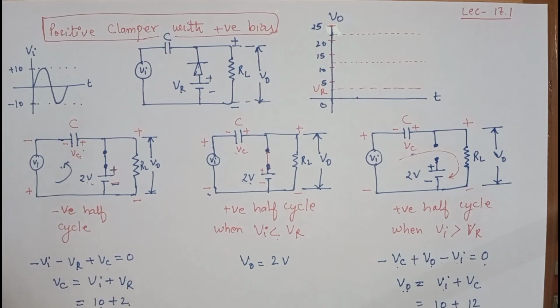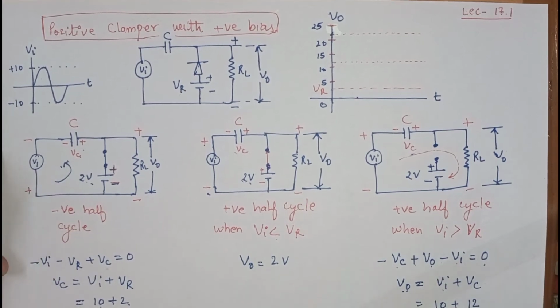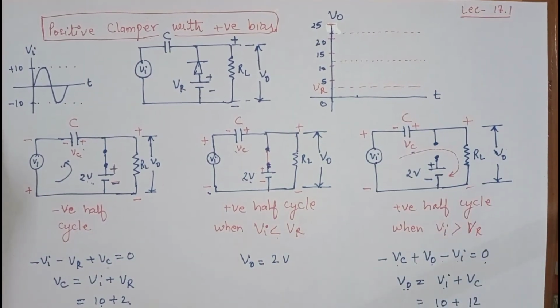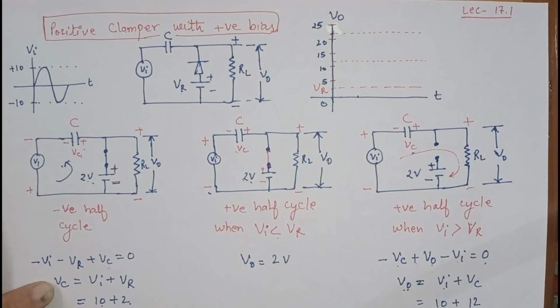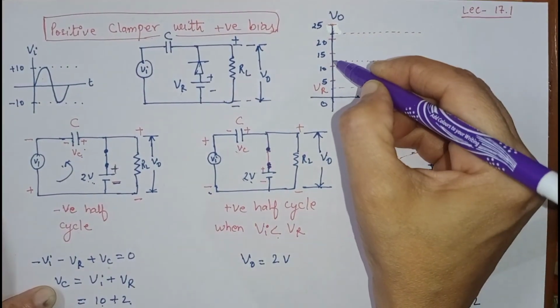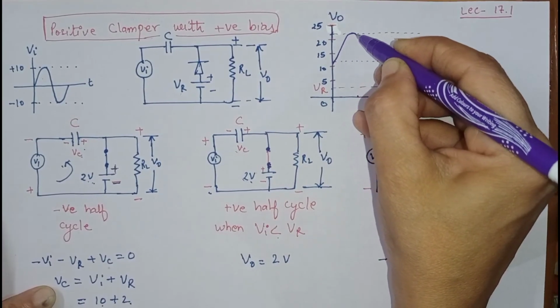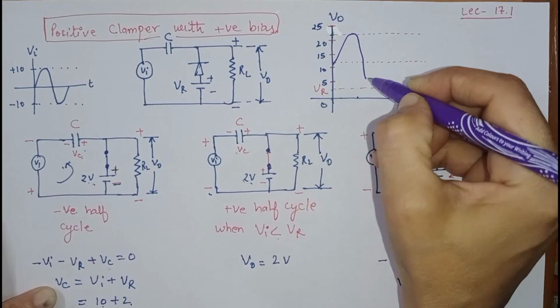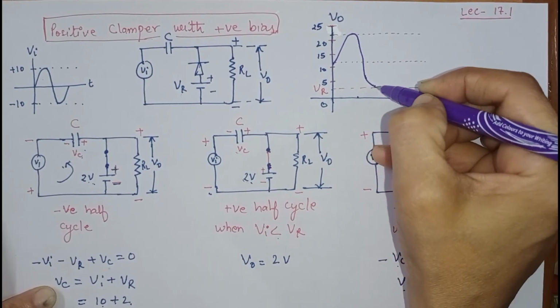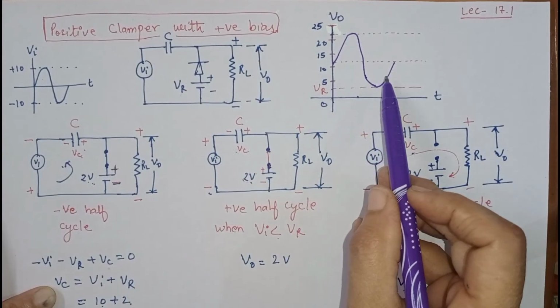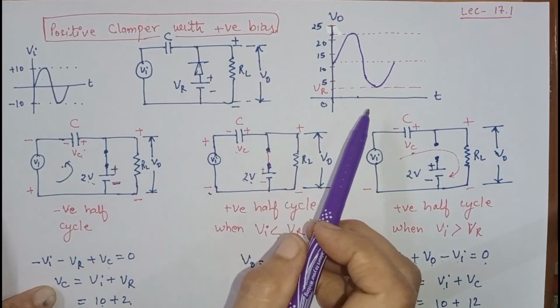Now we will draw the output waveform of this positive clamper with positive bias. As the DC level, this VC is the DC level of this clamper. So it is 12 volt. So we will start from here, 12 volt, and the output voltage will look like this. And the negative peak touches this VR. So the output voltage will be this one with positive bias.